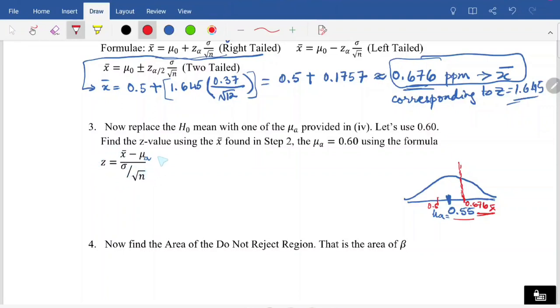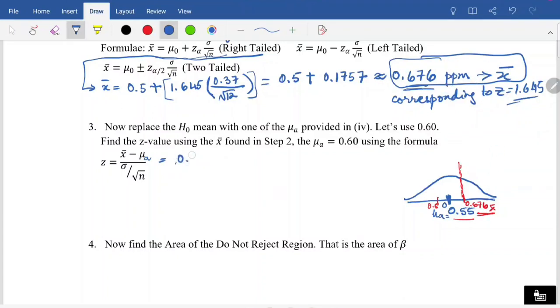So let's find what the corresponding z value is, and here's the formula for it. Z equals x bar minus mu sub a, divided by sigma divided by the square root of n. So what you're going to do is just plug in the values. X bar is 0.676. We are trying to find the z value of 0.676 relative to the center point value of 0.55. This is where it is. X bar is whatever we found in step 2.